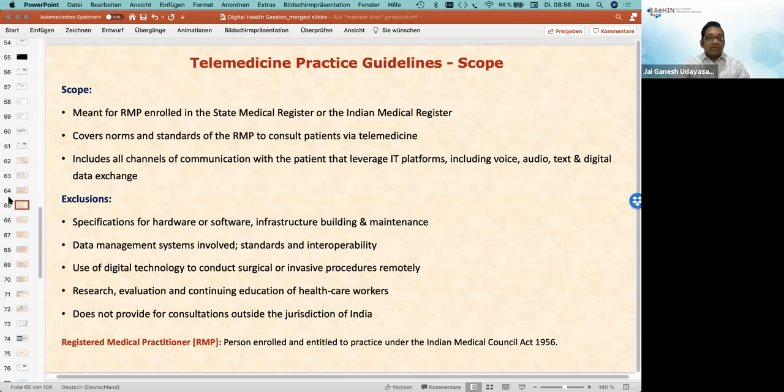And then, of course, it covers the norms and standards for the registered medical practitioner, what different communication channels can be used, and also a list of exclusions, because they wanted to keep it simple right now. They don't want to talk about the use of artificial intelligence based systems for telehealth, or research, or having someone residing outside the jurisdiction of India provide these consultations. Those are the exclusions. Next slide, please.